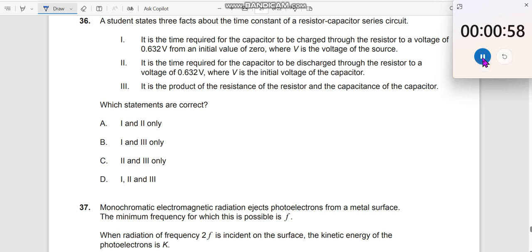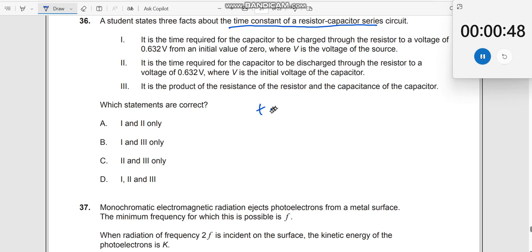Question number 36. A student states three facts about the time constant of a resistor-capacitor series circuit. Now what we'll do is, let us first understand what the time constant is, then we'll look at the options. What is time constant? Time constant is nothing but given by R multiplied by C. One definition is like this.